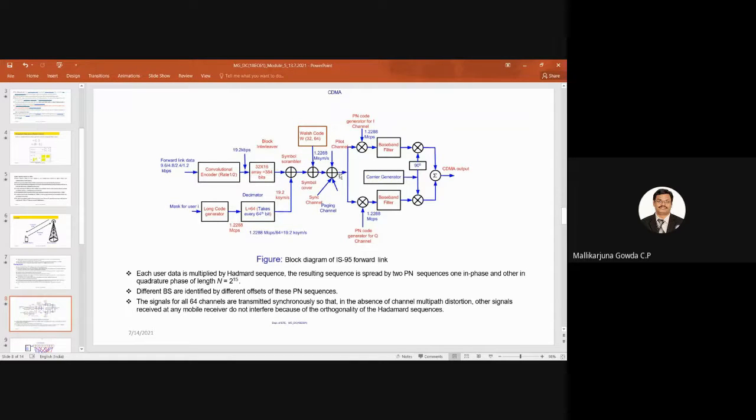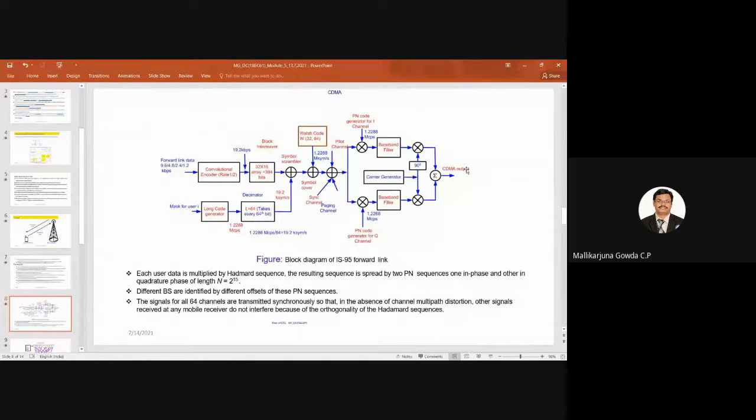Then it is split into two paths. One is the in-phase path and another one is the quadrature path. Here we are using a PN sequence of length 2 power 15 for each of the paths, in-phase as well as quadrature. Then further processing happens, and this is how we get the CDMA signal.